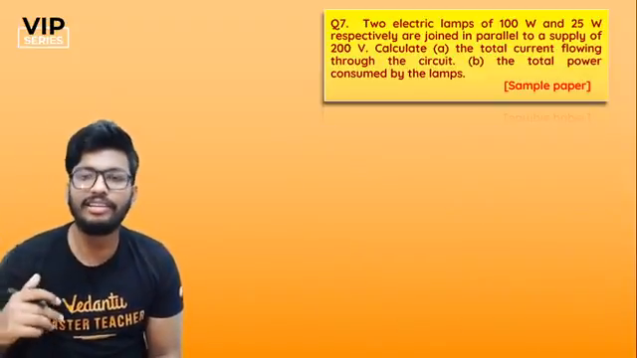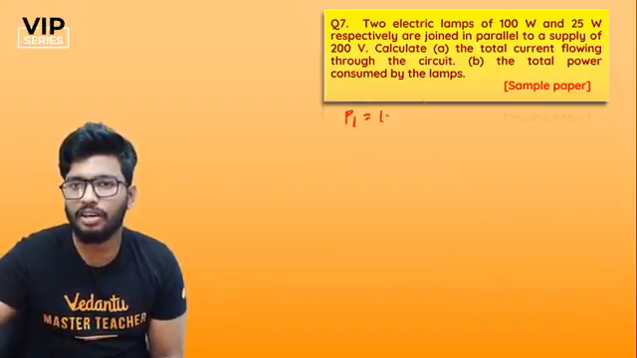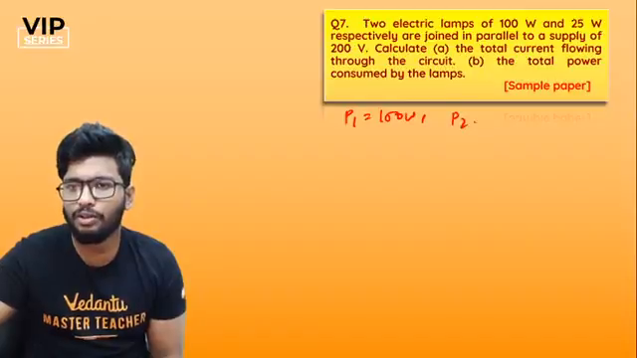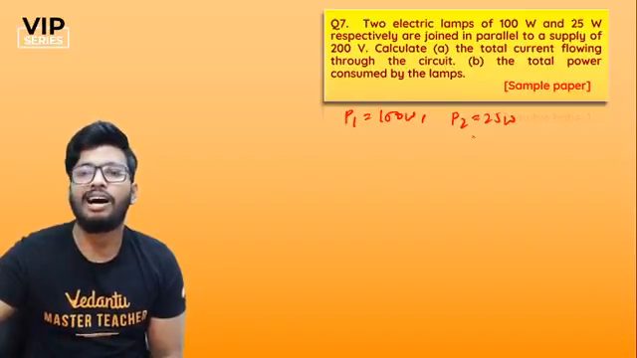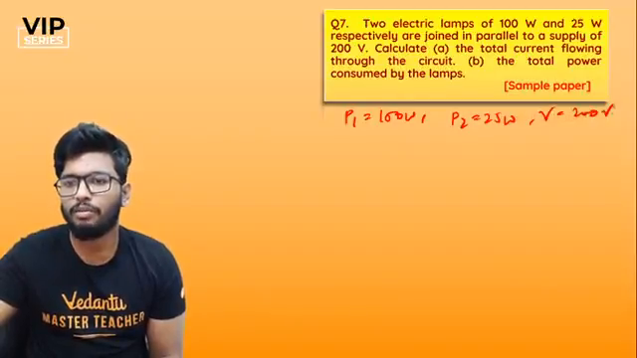Let's try to solve this again, guys. So first of all, the power rating of both. I'll call this P1, which is 100 watts, and P2 is 25 watts, respectively joined in parallel to the supply. Okay, so the voltage is 200 volts. All right.